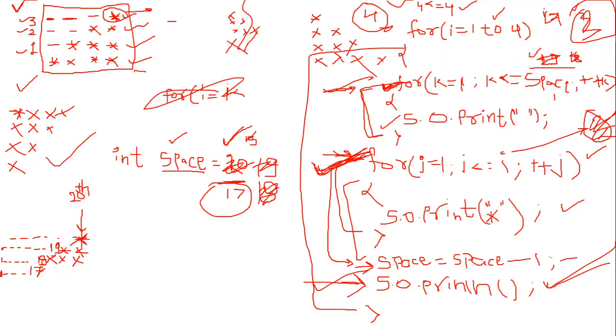Suppose 1 star is here, 1 star, 2 star, 3 star and then 4 stars. After that the space value will become, it will terminate because the condition becomes false. After running it, this loop will run 4 times, then the condition becomes false. So again we will come to this statement, space equals space minus 1. This time the value of space will become 16. 16 will come here.